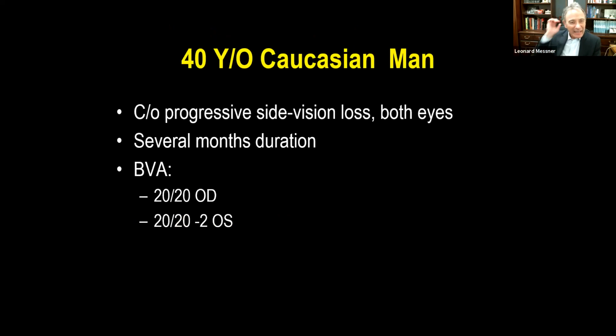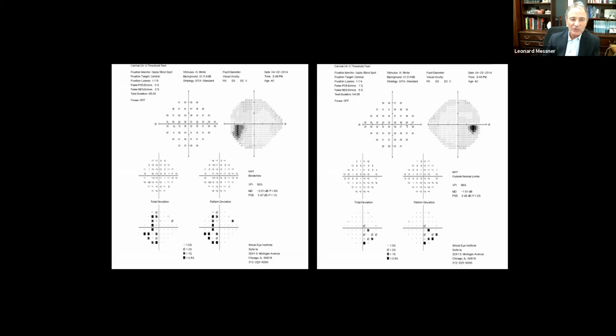So I want to begin with this case of a 40-year-old man who came in with rather vague complaints of loss of his side vision, in the right eye as well. The left eye had several months duration, 20/20 vision in the right eye, 20/20 vision in the left eye. We do the optometric equivalent of waterboarding, which is to order a visual field. What you can see is something representative of temporal field loss on the left side, something representative of temporal field loss on the right side, but I don't think that this is necessarily something that we would take to the bank.